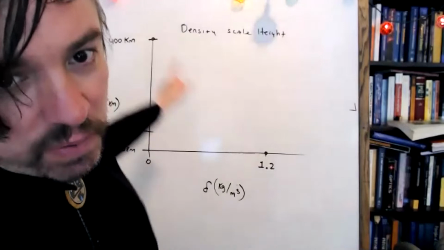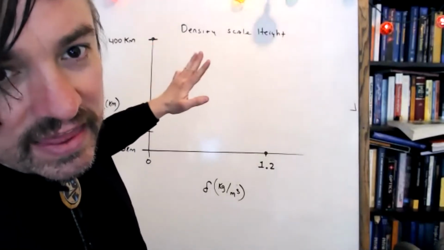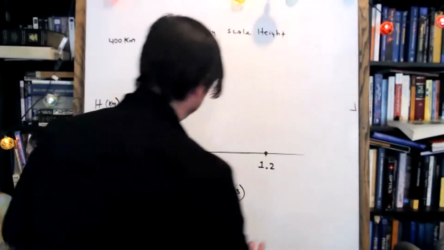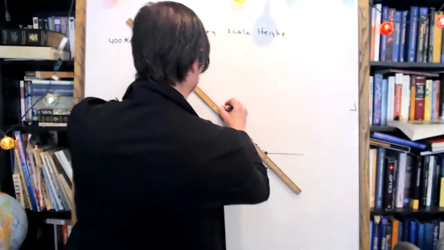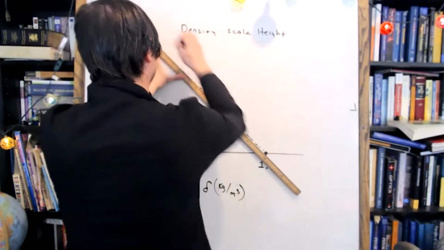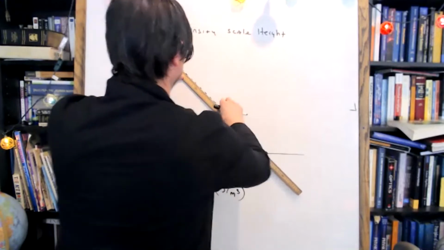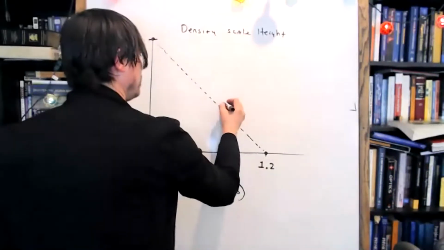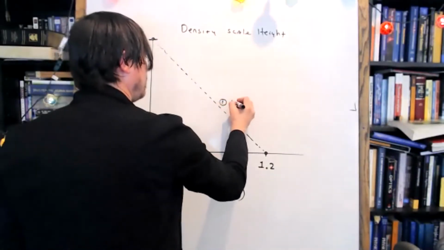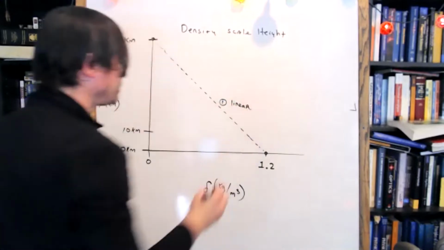I've got to get from this point to this point, and I can think of 3 different ways to do it. Way 1 would be a linear drop-off, meaning for each kilometer in Earth's altitude that you travel, you lose a proportional amount of gas particles. So this is a linear drop-off.